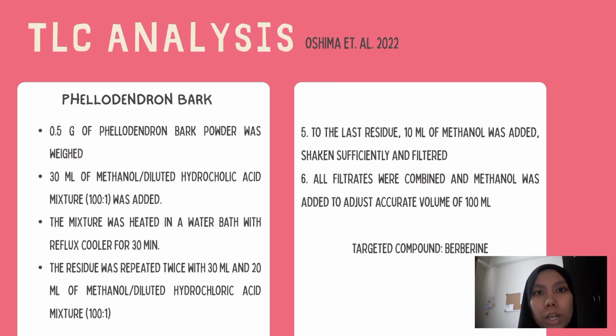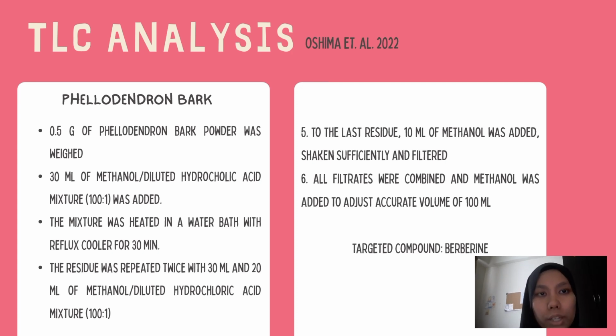The first step is 0.5 gram of phellodendron bark powder was weighed, and then 30 ml of methanol or diluted hydrochloric acid mixture, in a ratio of 100:1, was added. And then the mixture was heated in a water bath with the plug cooler for 30 minutes, and the residue was repeated twice with 30 ml and 20 ml of methanol or diluted hydrochloric acid mixture with a ratio of 100:1.